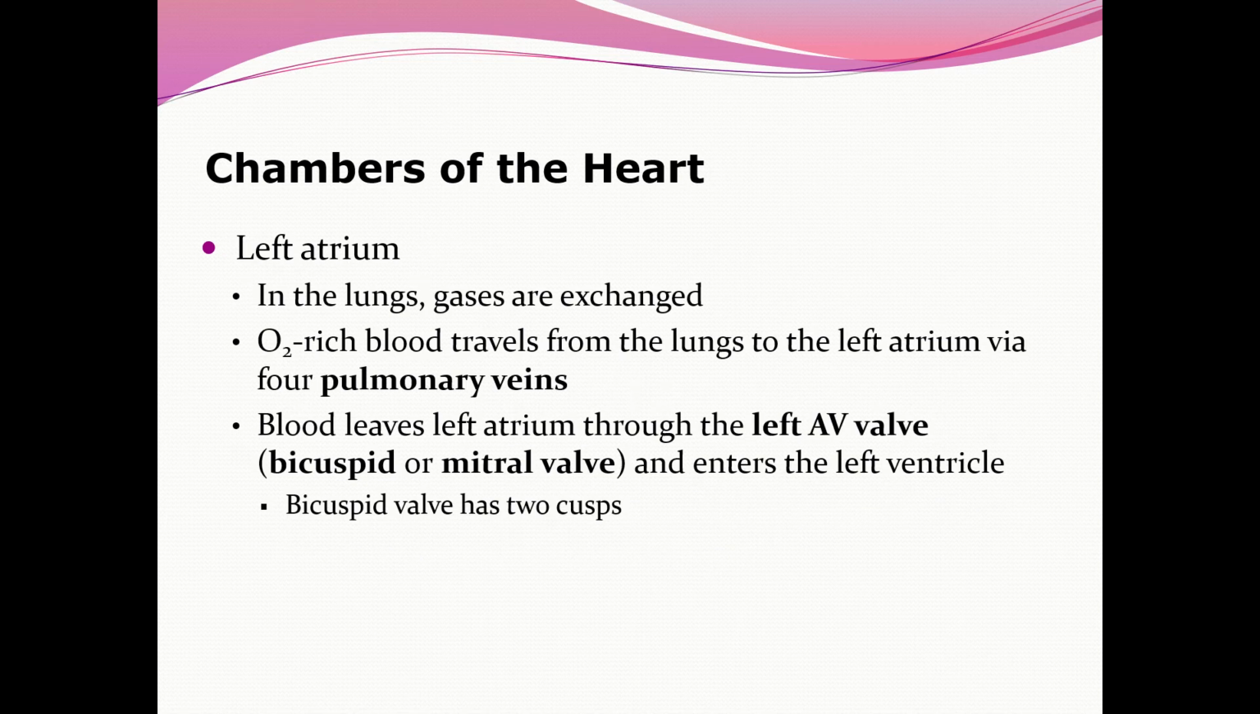In the lungs, gases are exchanged, and then oxygen-rich blood travels from the lungs to the left atrium. It returns to the left atrium via the pulmonary veins. Blood leaves the left atrium through the left atrioventricular valve, which is also known as the bicuspid or mitral valve, and enters the left ventricle. The bicuspid valve has 2 cusps, hence bicuspid.